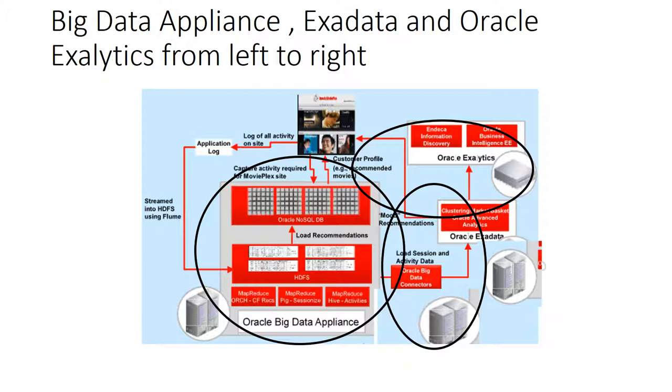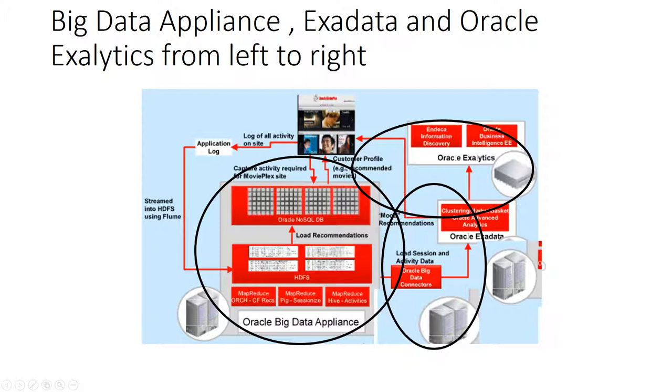So Oracle Big Data, from left to right, is made up of Big Data Appliance, which is right here, Exadata, and Oracle Exalytics. These are all Oracle engineered machines. So Big Data Appliance contains two databases, which are NoSQL. One is HDFS. The second one is Oracle NoSQL database. HDFS means Hadoop Distributed File System.